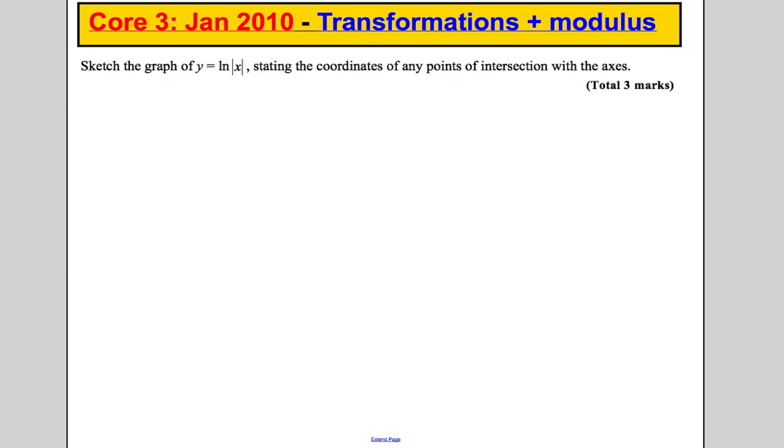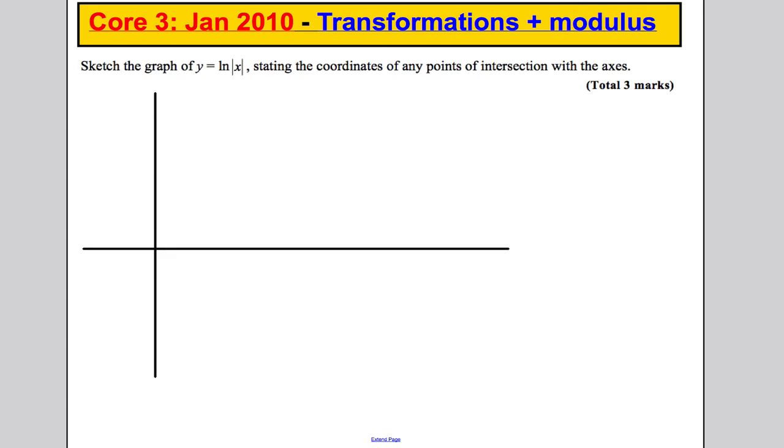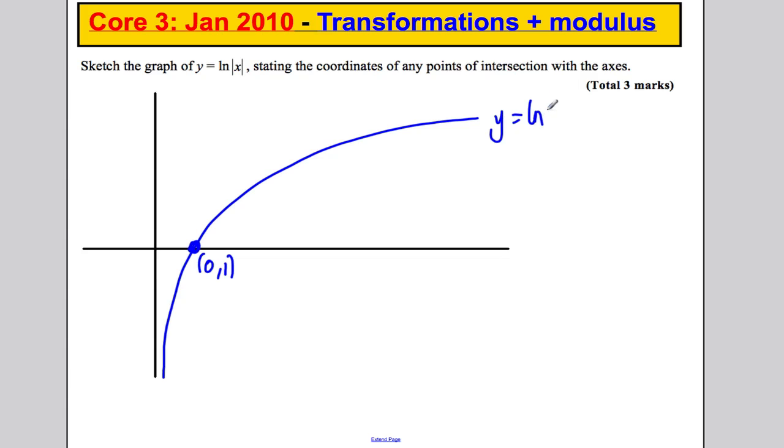Okay, draw the graph of ln of mod x. Now, what's the graph of ln x like? Ln x just looks something like this, and that point there is the point 1, 0. That's the graph of y is equal to ln x. In this case, our f of x is equal to ln of x. Now, what if I wanted to draw the graph of f of the modulus of x?